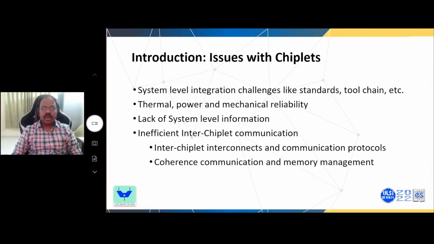The second issue pertains to reliability, primarily in terms of thermal, mechanical, and power issues, wherein different dies can have different power requirements, or they might result in power or thermal hotspots impacting the reliability of the chiplet architecture.